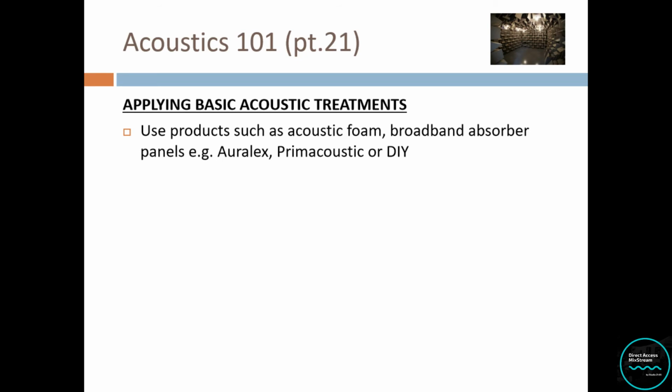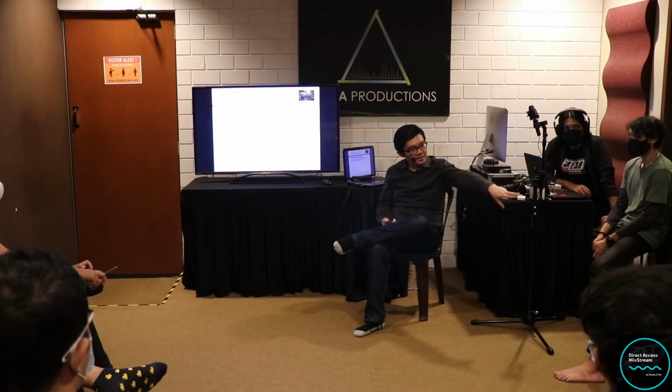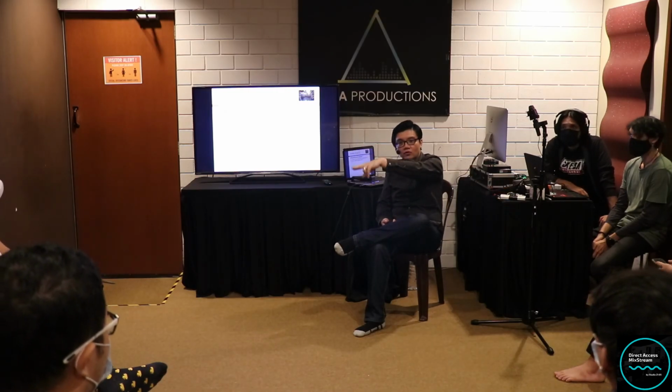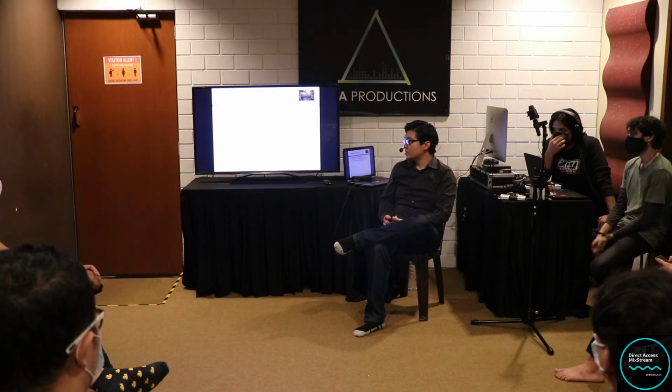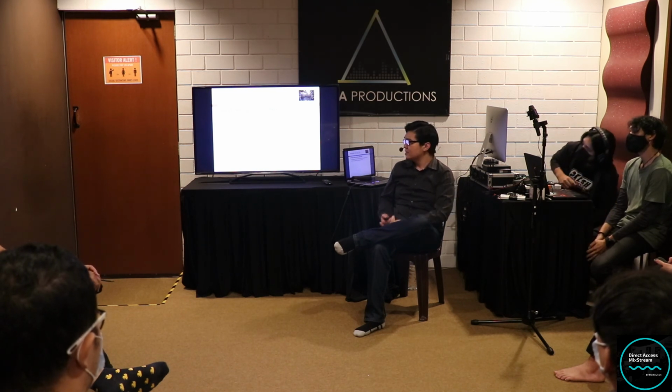To get your home studio sounding right, you want to apply some basic acoustic treatments. Use products such as acoustic foam or broadband absorber panels. For example, most of these are acoustic foam, and maybe the long ones are absorber panels. Check out brands such as Auralex, Primacoustic, or you can always DIY. All these things can be very simply DIYed.